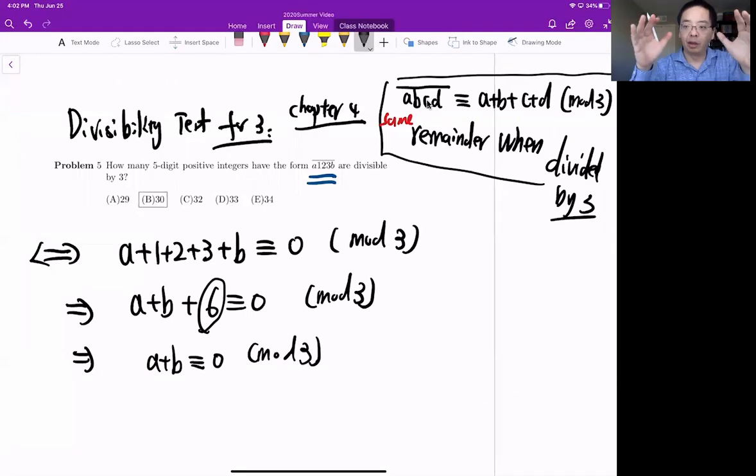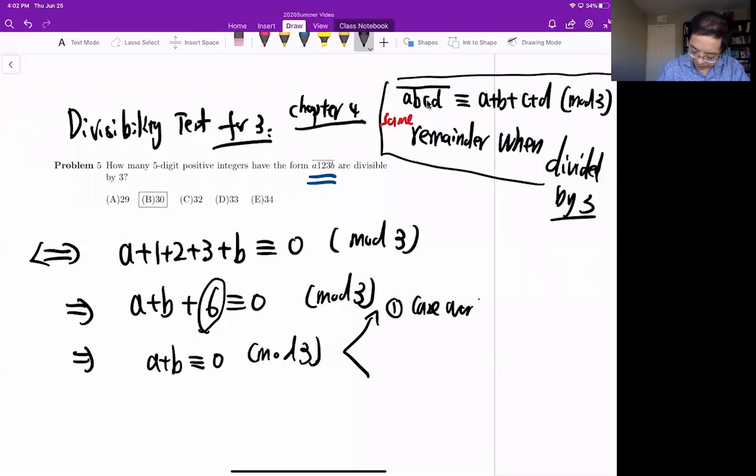Now, from here, there are two ways to continue. One way is you just do casework. A plus B divisible by 3 means A plus B could be 3, could be 6, could be 9, 12, 15, 18, and so on. So you do casework. That is approach 1. Approach 2 is a shortcut.